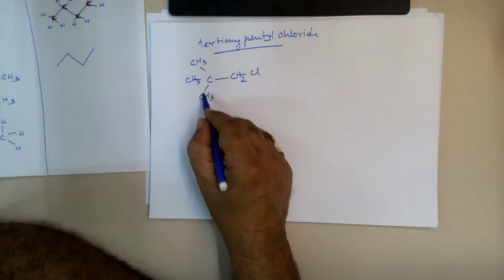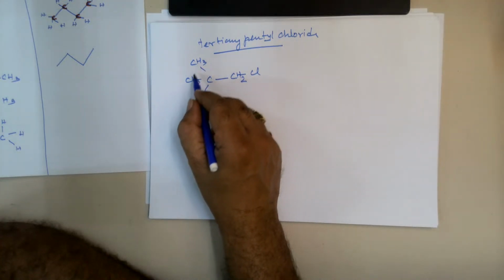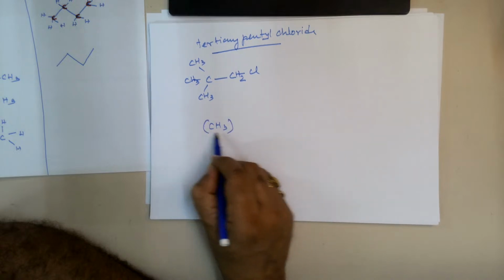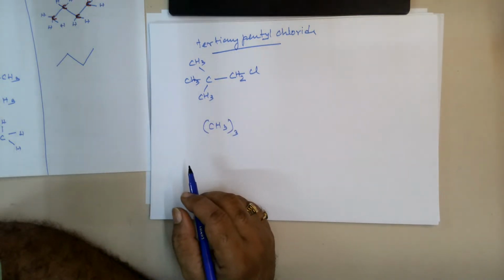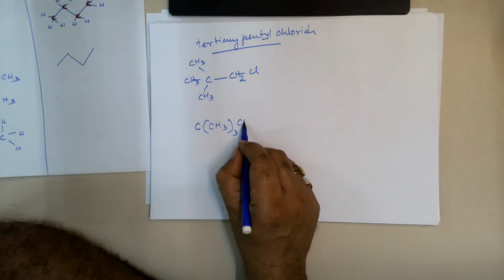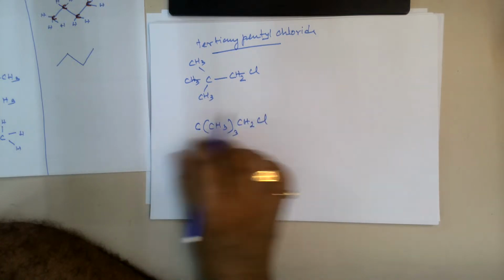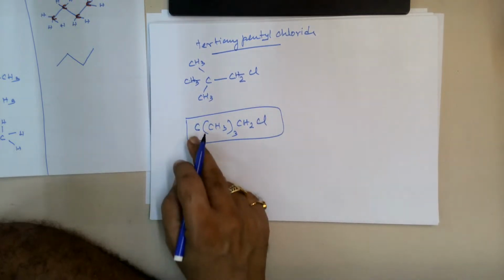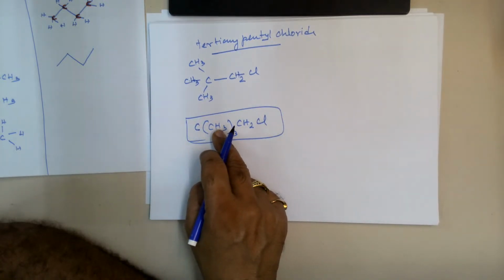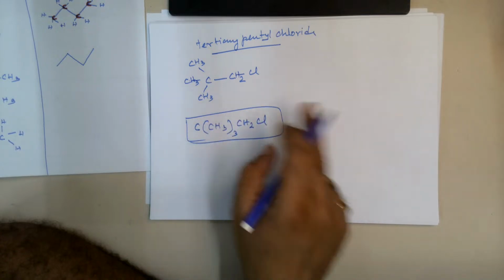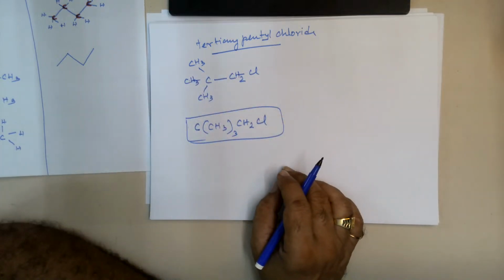Now all these things can be simply represented. For example, you've got 1, 2, 3. So CH3 thrice, and C is here, then you can put CH2Cl. In this way, this can be represented very easily. It means there are three methyl groups around this carbon. The remaining is attached to CH2Cl like this.